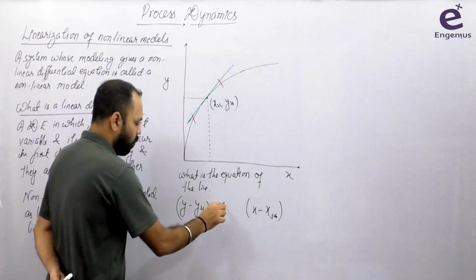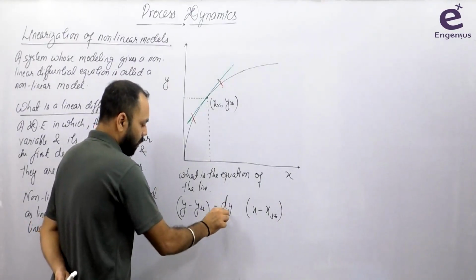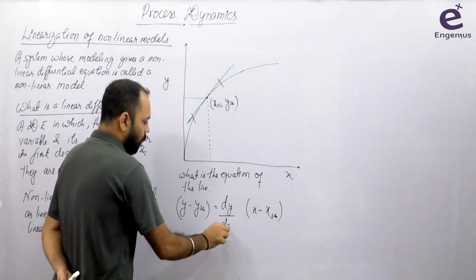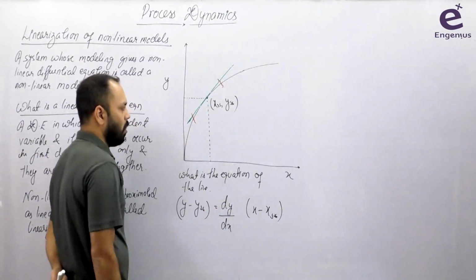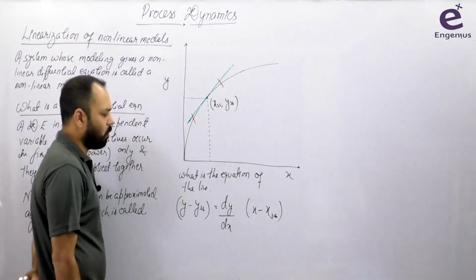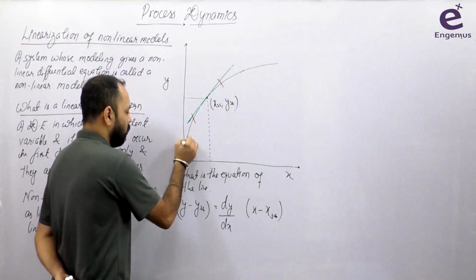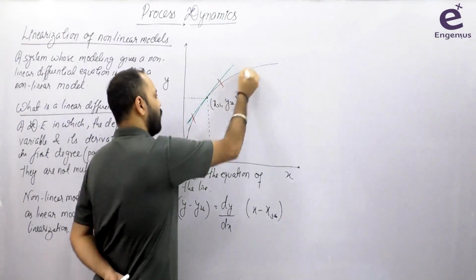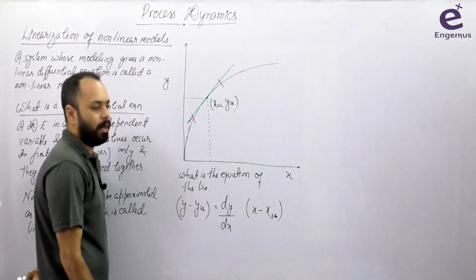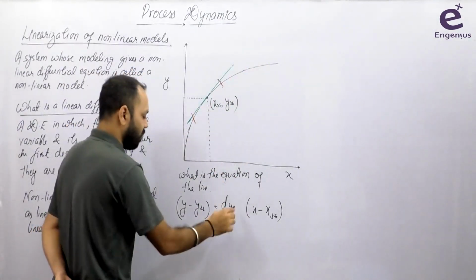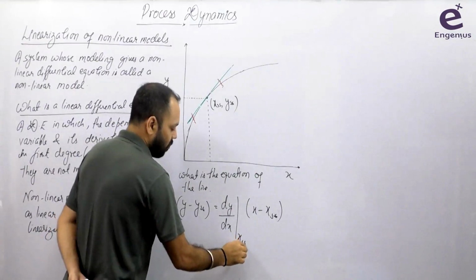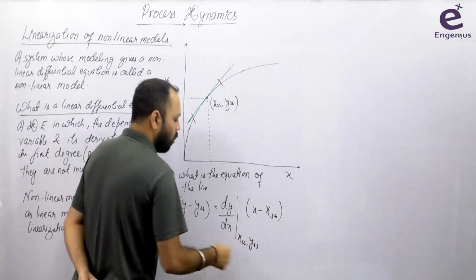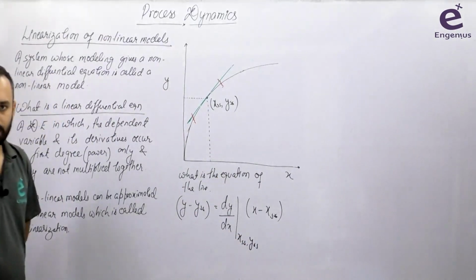Can I say that the slope of this line is dy by dx? I mean y versus x relation is this. I can write dy by dx, but you'll see that the dy by dx value is different everywhere. Which dy by dx? The dy by dx at the point xss comma yss. बन गई लाइन की इक्वेशन, right?